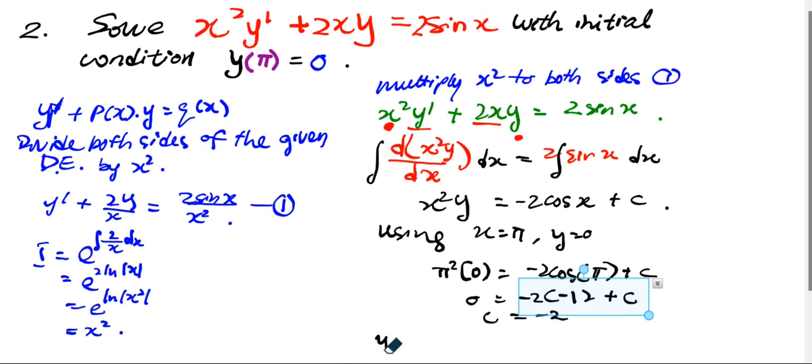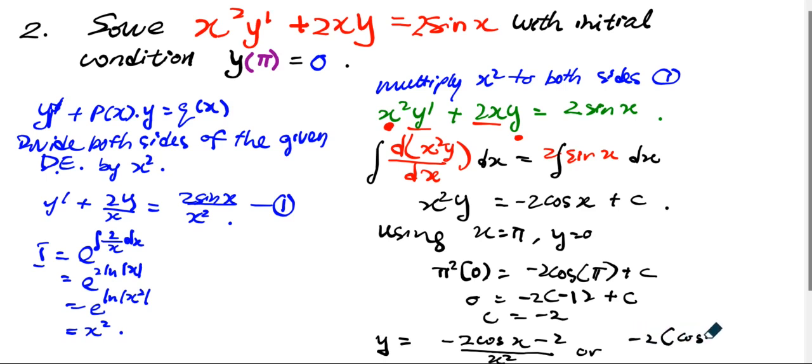And our equation becomes y is equal to negative 2 cosine x minus 2, over x squared. Or you can simplify this into negative 2 times bracket cosine x plus 1, over x squared. And that's it.